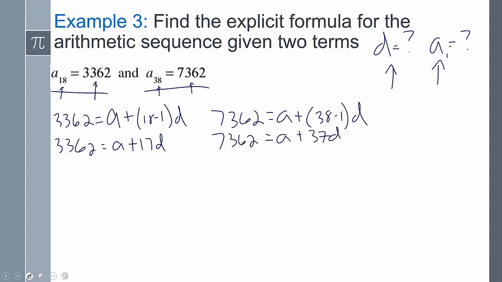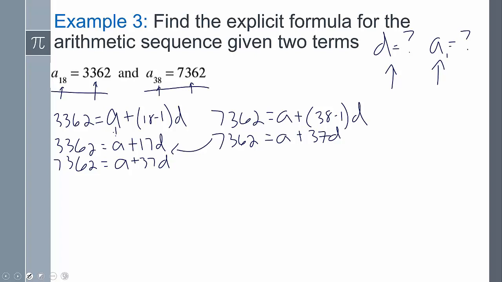Now this is just a system of equations, so I need to consider these together. I'm just going to write that one under this one. So 7,362 equals a plus 37d. Now I could either use substitution or elimination. I want to try and eliminate a variable.